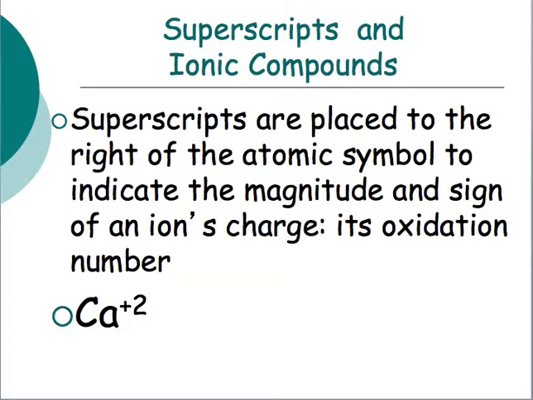When we look at writing these, or expressing them to show that they are ions versus neutral atoms, we do use superscripts. Superscripts are placed to the right of the atomic symbol to indicate the magnitude and sign of the ion's charge. So basically we're saying, hey, it has an oxidation number. Calcium is in column 2A of the periodic table, so it gets a +2 charge. So calcium is a +2 ion.